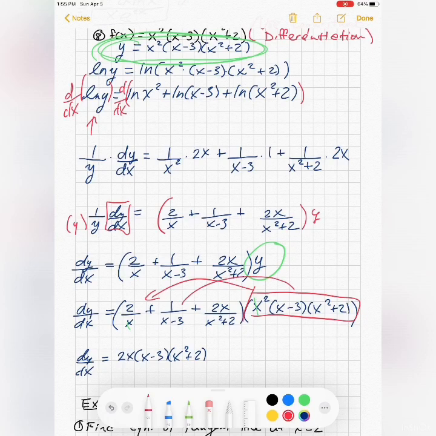When I multiply here, my x minus 3's cancel. So I'll have a 1 times an x squared and an x squared plus 2. Put 1 in there or not. And then here, this guy cancels. And so I'd have a 2x and then an x squared and an x squared plus 2.